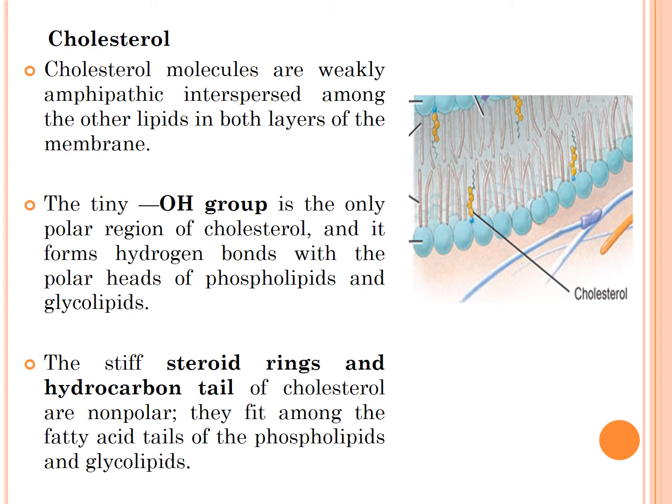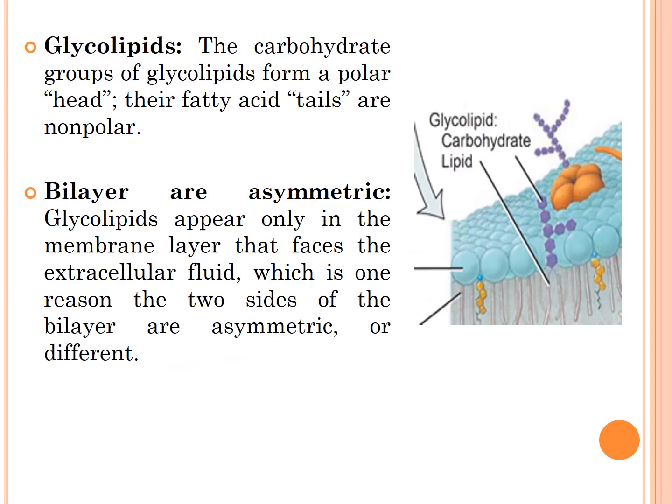The tiny OH group is the only polar region of cholesterol, and it forms hydrogen bonds with the polar heads of phospholipids and glycolipids. The steroid rings and hydrocarbon chains of cholesterol are the non-polar part, meaning in cholesterol the OH group is the polar part and the steroid rings are the non-polar part. The polar part makes hydrogen bonds with polar parts of other lipids, and the non-polar parts fit together with the non-polar parts of other lipids.